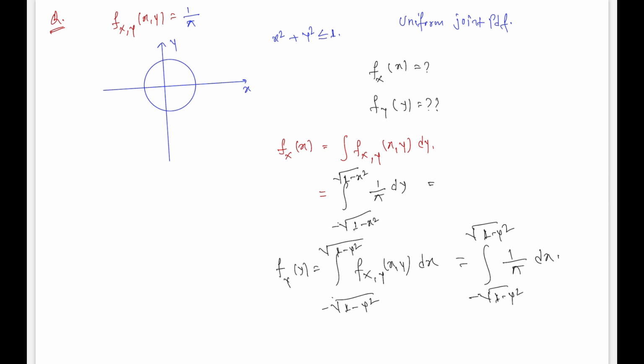So this will be 2 divided by pi root over 1 minus x square, right? This is the marginal PDF of the random variable x, and the marginal PDF of the random variable y is 2 divided by pi root over 1 minus y square. Once you have the joint PDF, from it we have found the marginal PDF of the random variable x and the marginal PDF of the random variable y. Alright, we will take more examples, but before that let me complete each and every concept of this joint PDF.